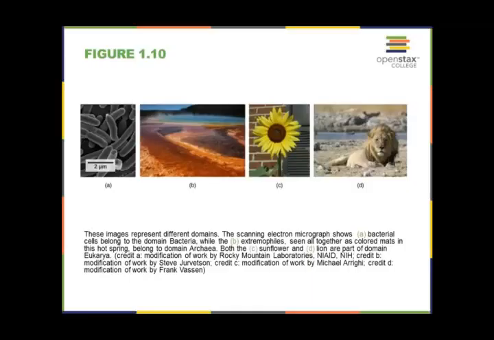C, you've got a sunflower here, eukaryotic cell in the plant world, and then you have the lion that's part of the domain eukarya. Both the plants and the animals are eukarya.